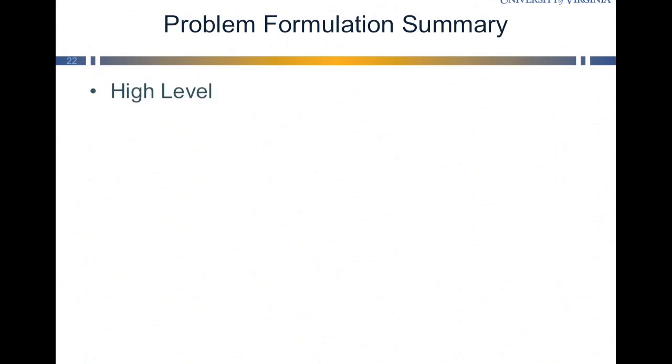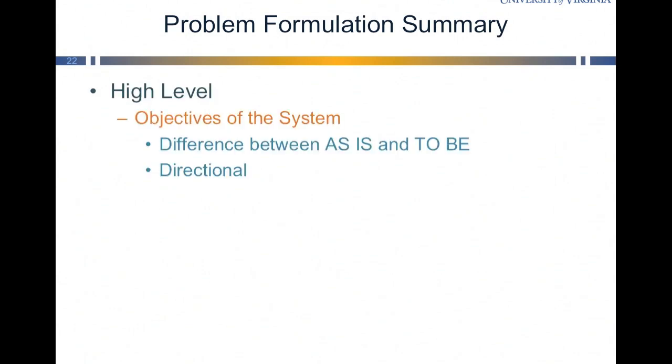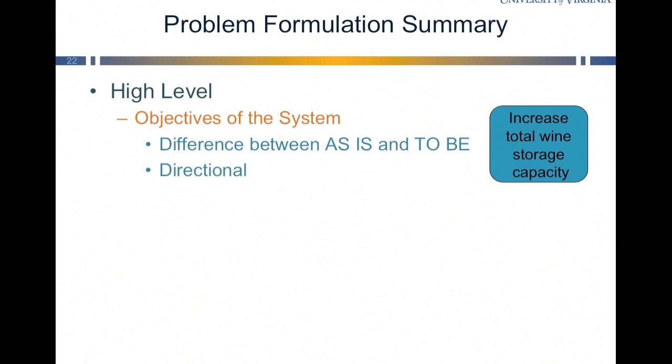So a summary here. At the high level we have objectives and functions. Objectives are derived from what it takes to move from the as-is to the to-be. Currently we store this amount of wine in the facility, and now we want to store a different amount, or maybe more wine in the facility, or store it more efficiently. They're directional. As an example, increase total wine storage capacity.